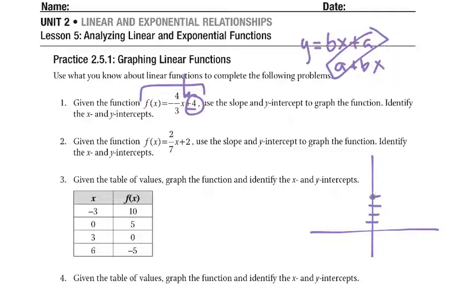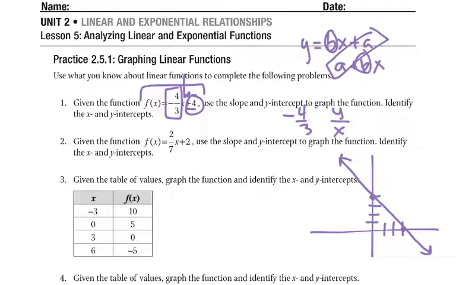So we draw our point. Then our slope, our rate of change, would be the one with the x, the b. So negative 4 over 3. Remember, it's always y over x. So we'd go down 4, because it's negative, 1, 2, 3, 4, and then to the right 3. 1, 2, 3. Okay, and we'd follow that pattern. And then you draw your line.